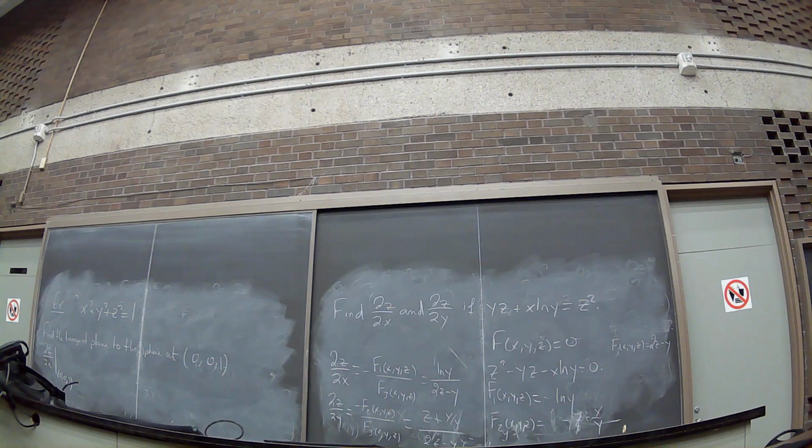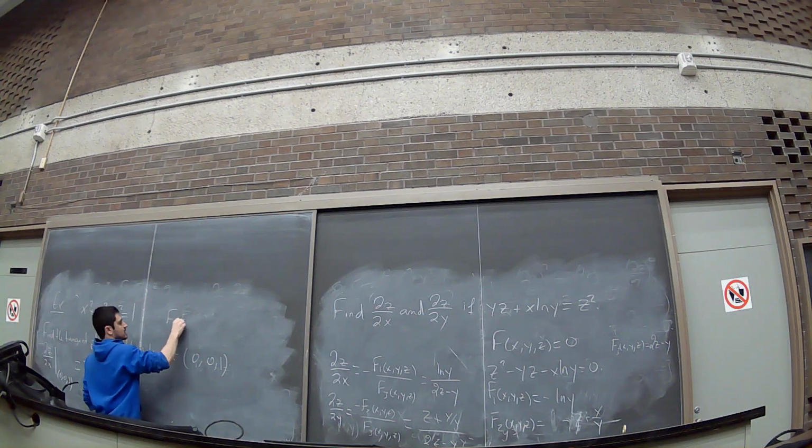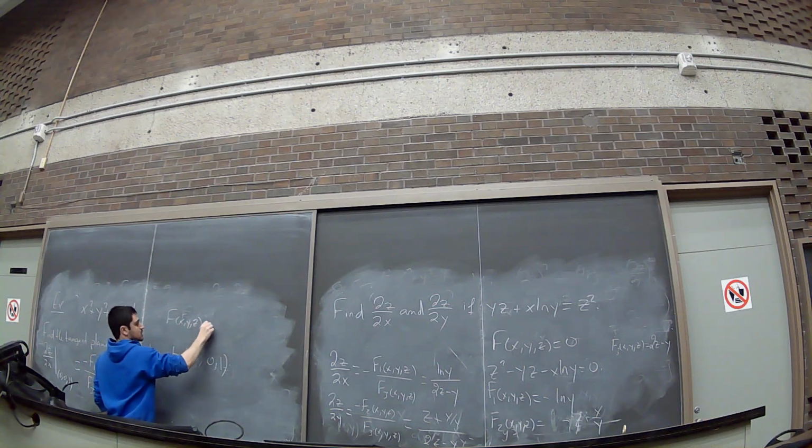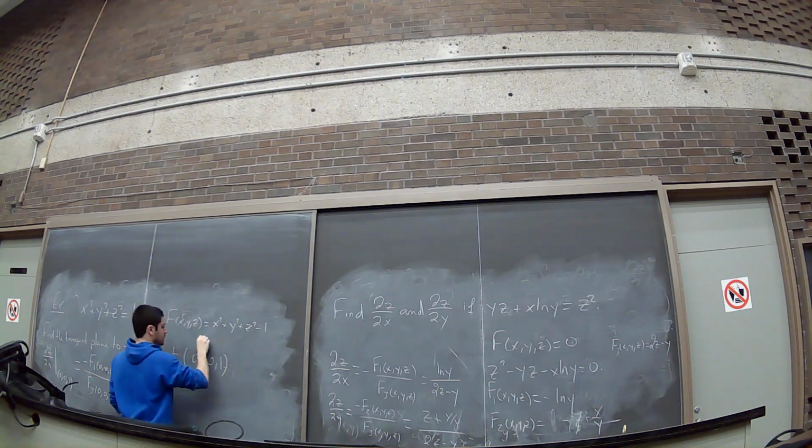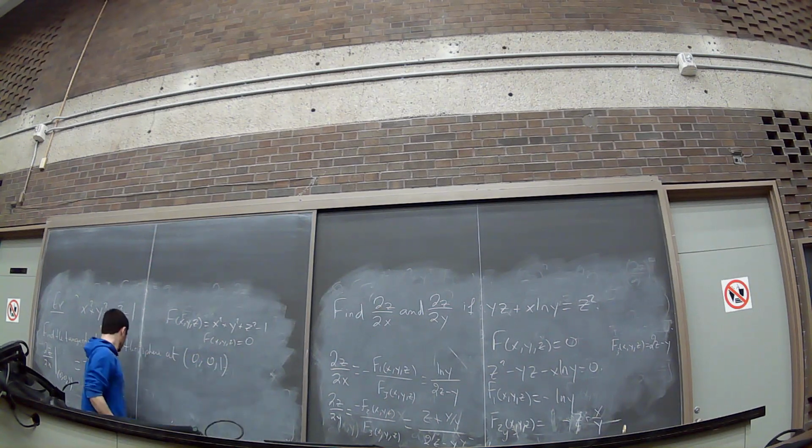What is F1 here? 2x. F1 is 2x, right? 2z. Oh, no. Negative F1 says 0, 0, 1, right? Over F3 as 0, 0, 1. Right? And what is fxyz here? This is just x squared plus y squared plus z squared minus 1. And I have that fxyz is equal to 0.